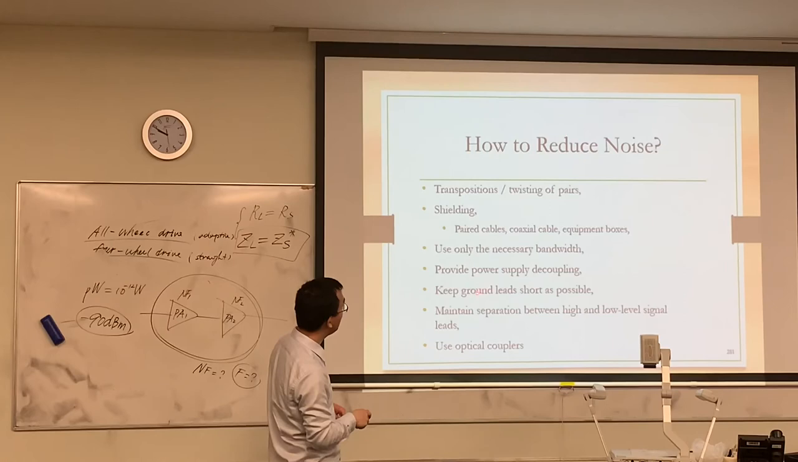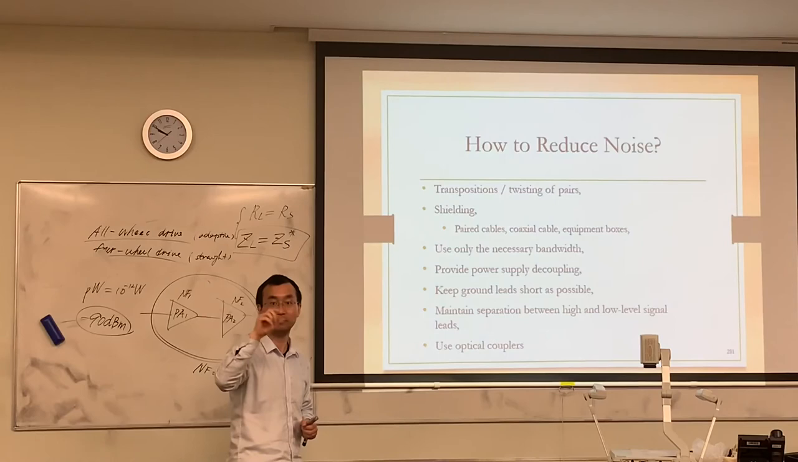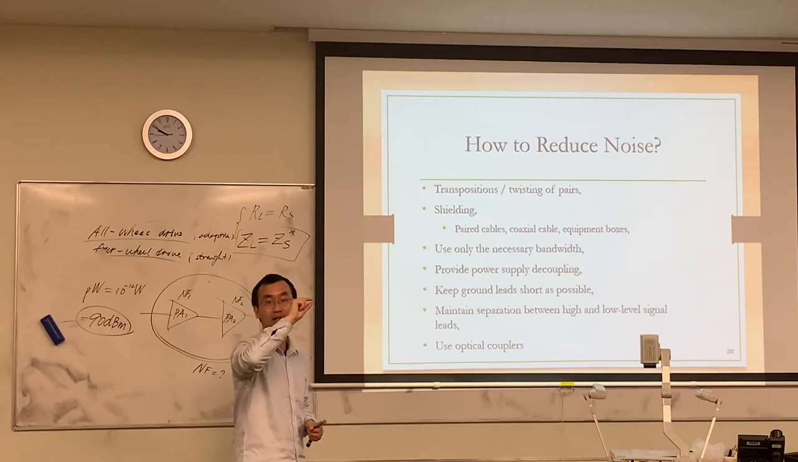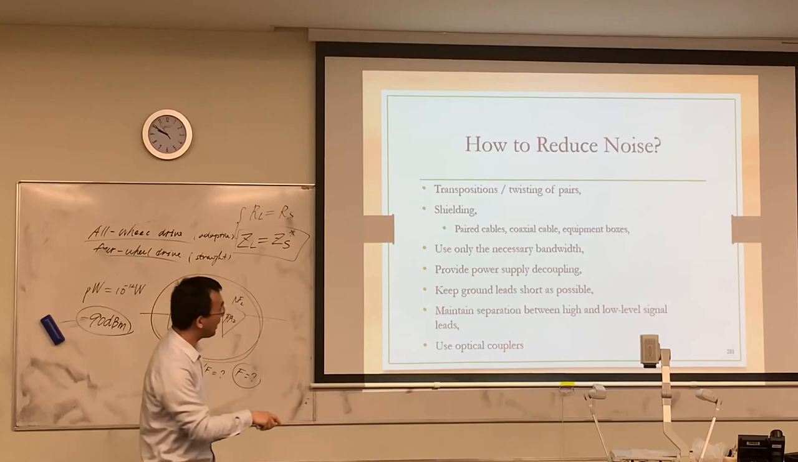Just remember, any wire, as long as it has a finite length, is actually an antenna and can pick up signals from the environment. Even a 1 millimeter wire is an antenna, right? So that's why you need to keep the ground lead as short as possible to reduce the antenna. Maintain the separation between the high level and the low level to reduce the coupling.